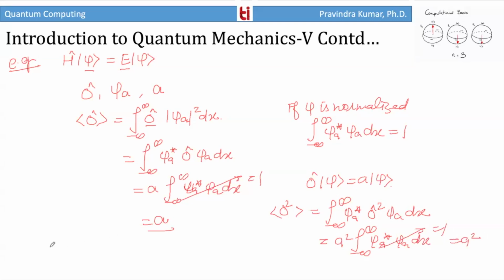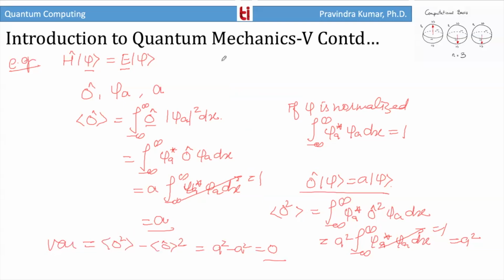So now variance will be the mean square minus the square of the mean value of the operator, and it is A squared minus A squared, which is 0. Since the variance is 0 here, we can deterministically measure the quantity. It is also implied that the eigenstate psi A is uniquely attached to the eigenvalue A for the Hermitian operator O.